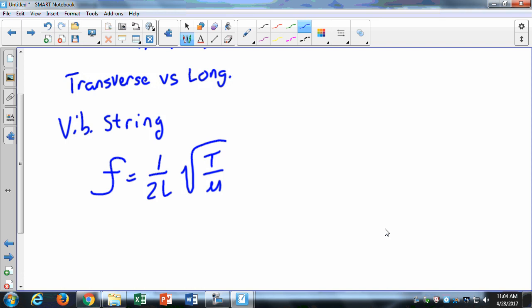So for example, if I double my tension, I'm going to get a square root of 2 increase in my frequency, so a factor of 1.4. If I double my mass density, I get a lowering of frequency by a factor of 1 over square root of 2, for example. We saw some problems like that in the class.